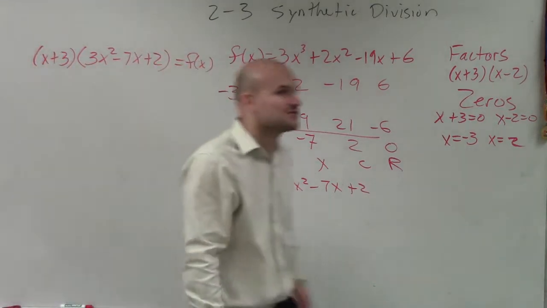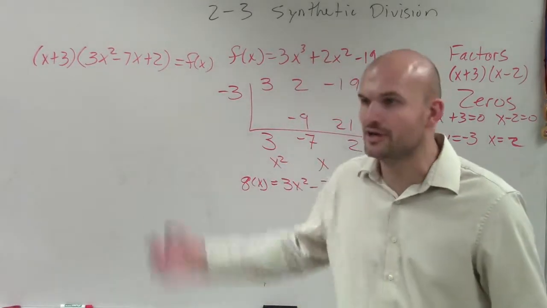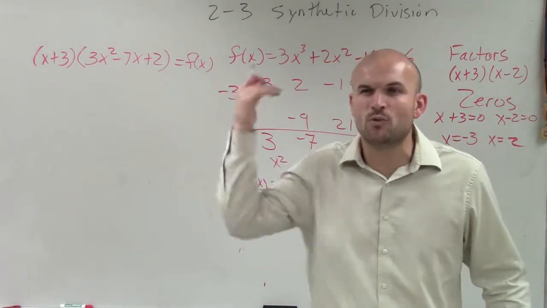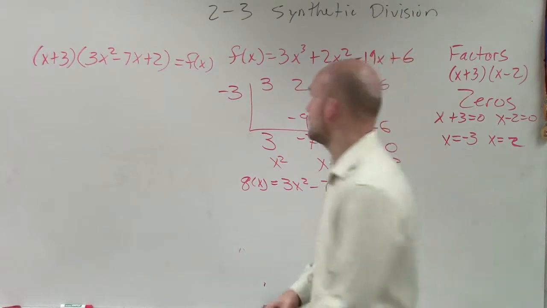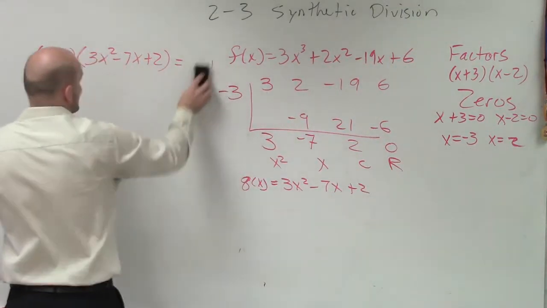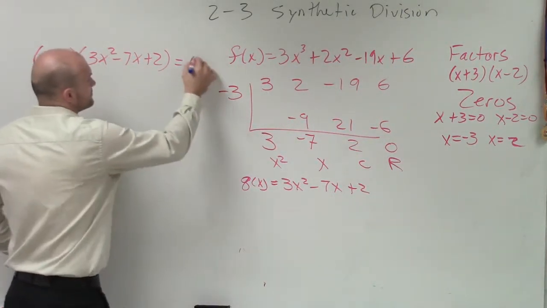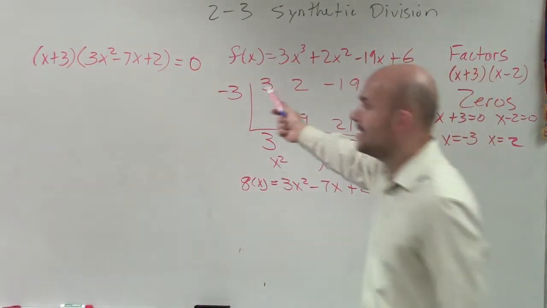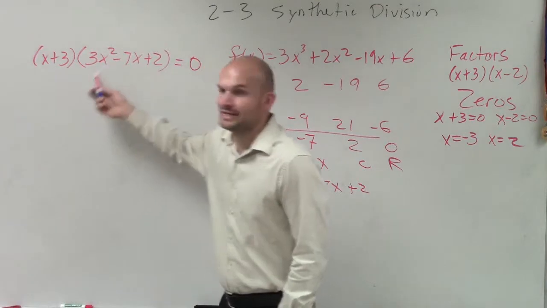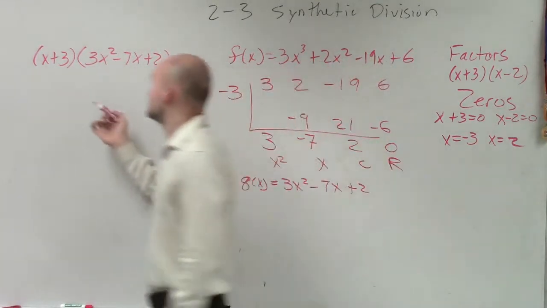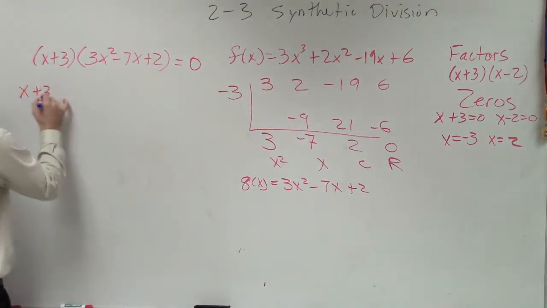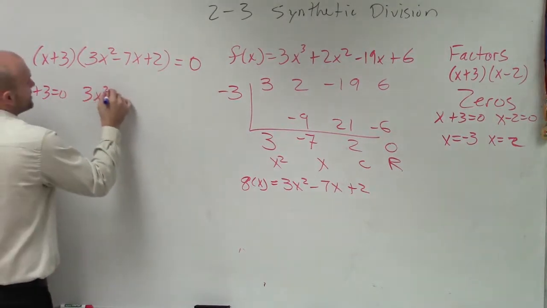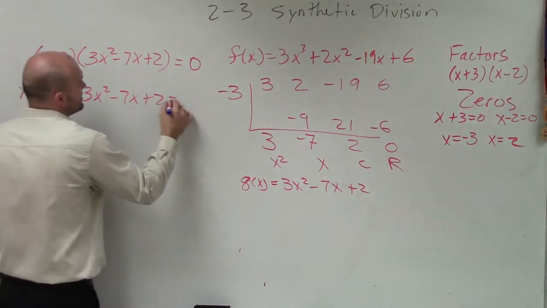But now remember, we're not trying to determine f of x though, right? We already know f of x. They're trying to find all the zeros. So instead of writing f of x, let's write this as 0. So now I can apply the zero product property, right? I have a product equal to 0. So you could say x plus 3 equals 0, and 3x squared minus 7x plus 2 equals 0.